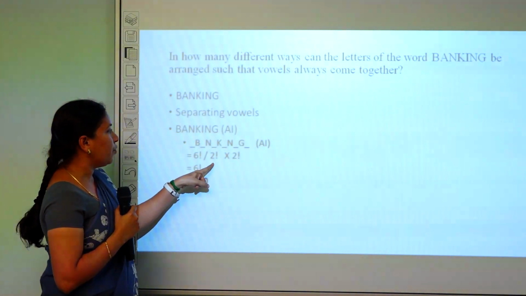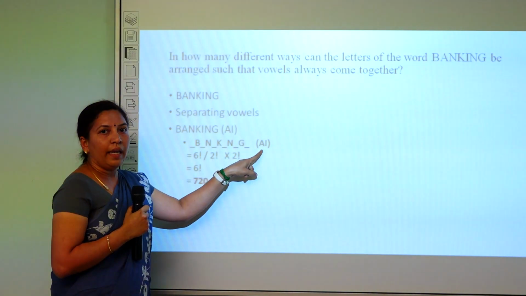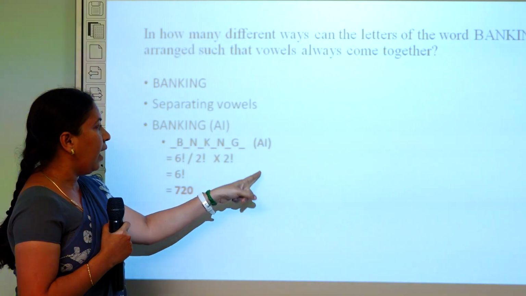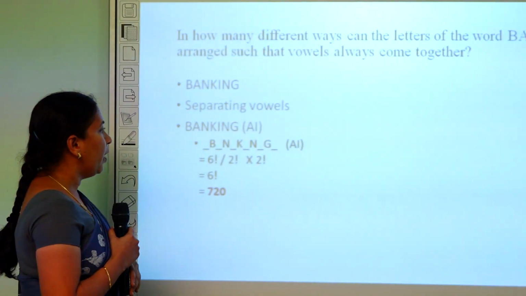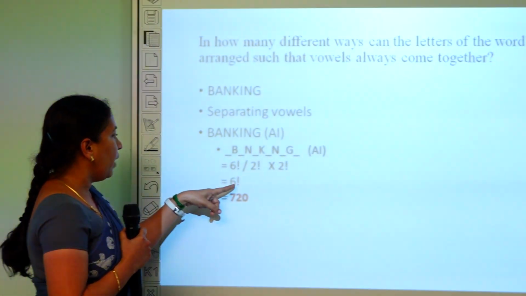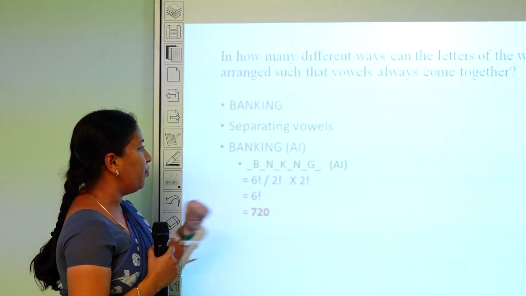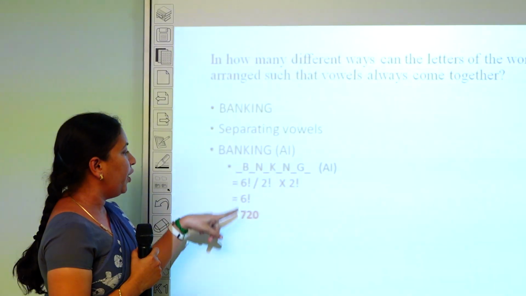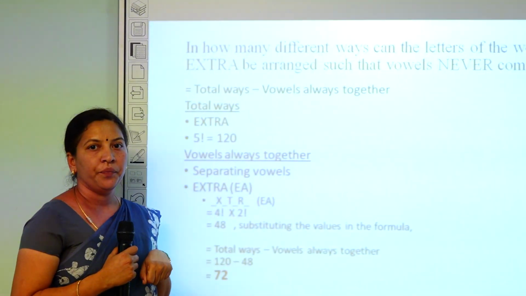So I am writing it as 2 factorial into 2 factorial for the vowels. That is, this AI can be written as AI and IA, so 2 factorial ways you can arrange. So 6 factorial divided by 2 factorial into 2 factorial. This one will get cancelled. The remaining is 6 factorial, and your answer is 720.